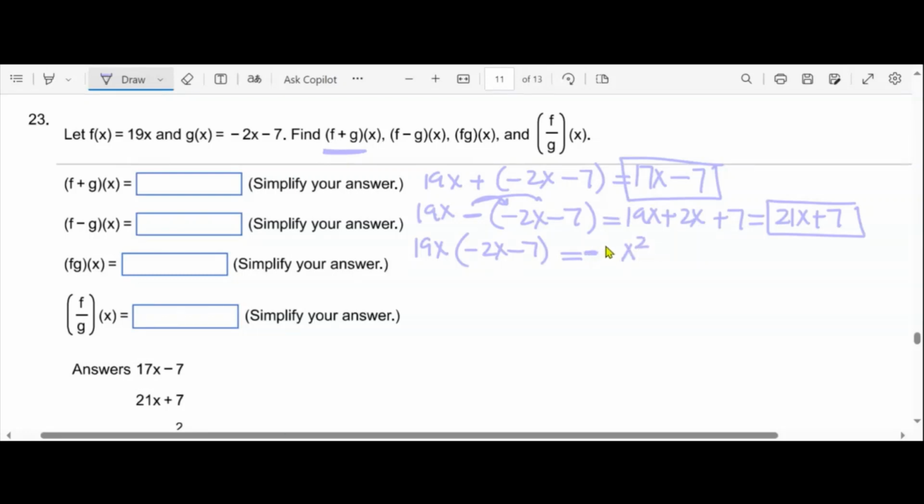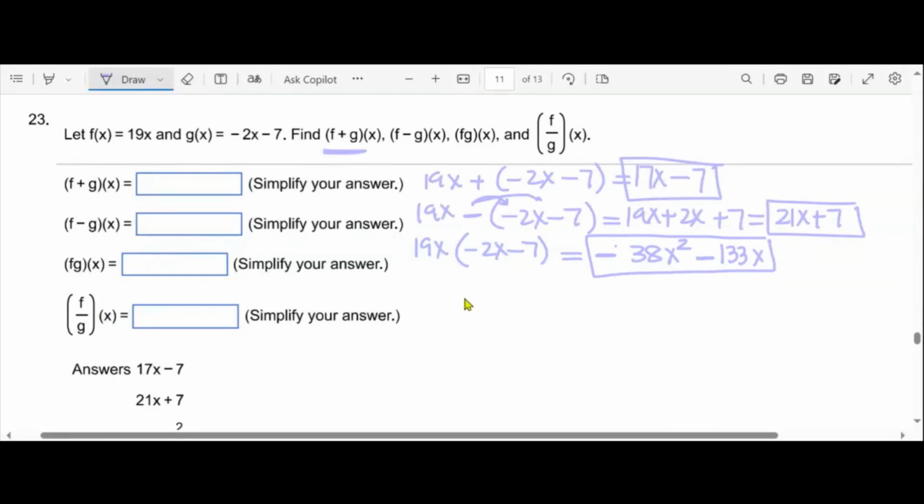Minus 2 times minus 7 minus 14. 19 times 2, 18, I'm sorry, 38. 38 what? X squared. Yes. 7 times 19, how much? Minus 133. So that's the answer for multiplication.